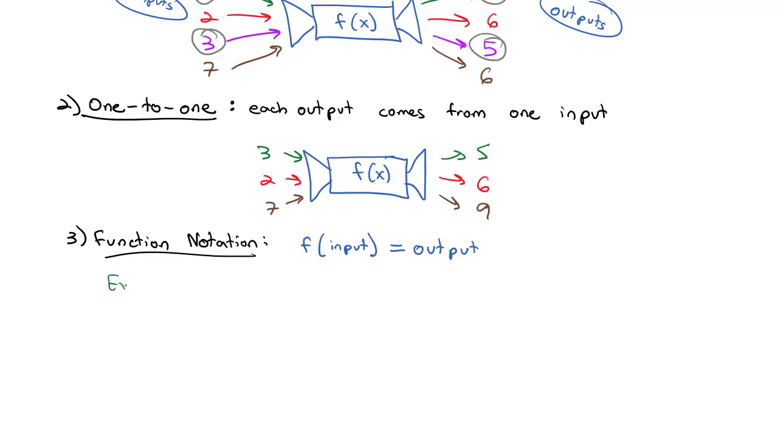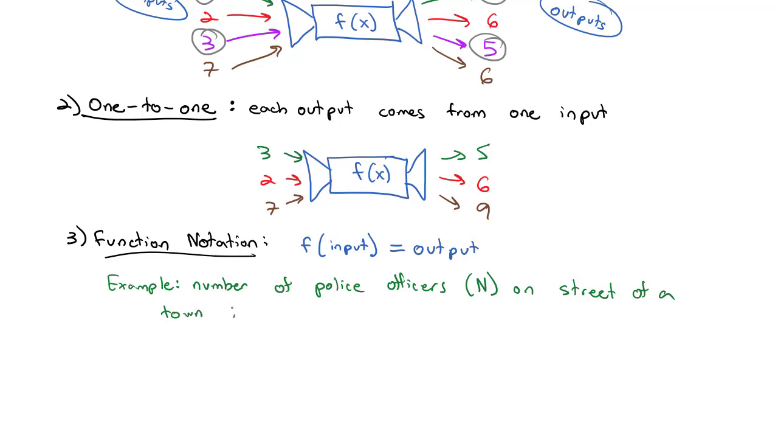So for example, let's say the number of police officers, which we'll represent with the capital letter N, on the streets of a town in a given year.